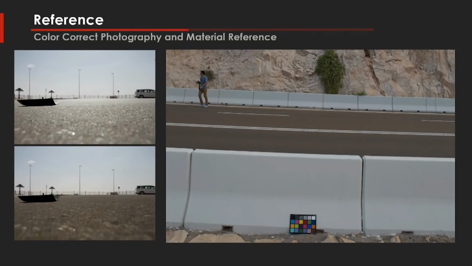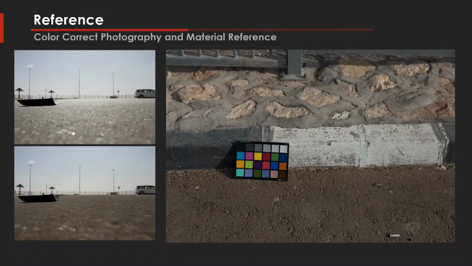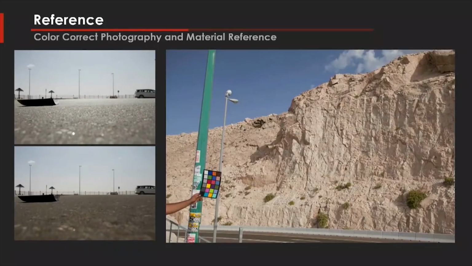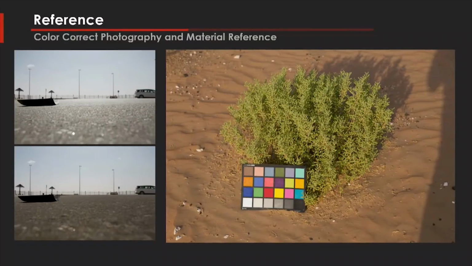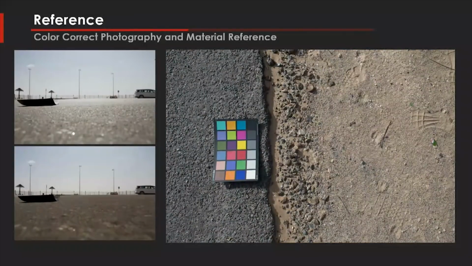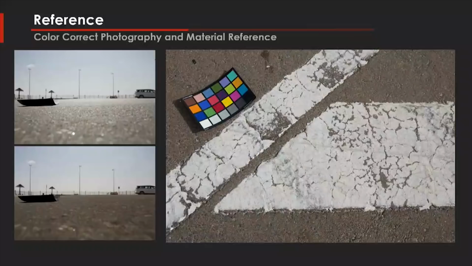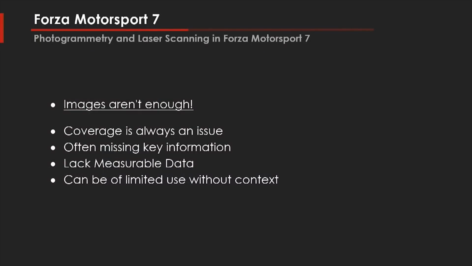Here you can see a lot of these images will have the Macbeth chart in the lower right-hand corner, and we're using that to be able to get the albedo values for all of the assets that we're going to be building in the game. And on the left side, we're doing some captures using polarizing filters to separate off the specular combination. So a lot of the imagery is key to what we do, but images aren't enough.